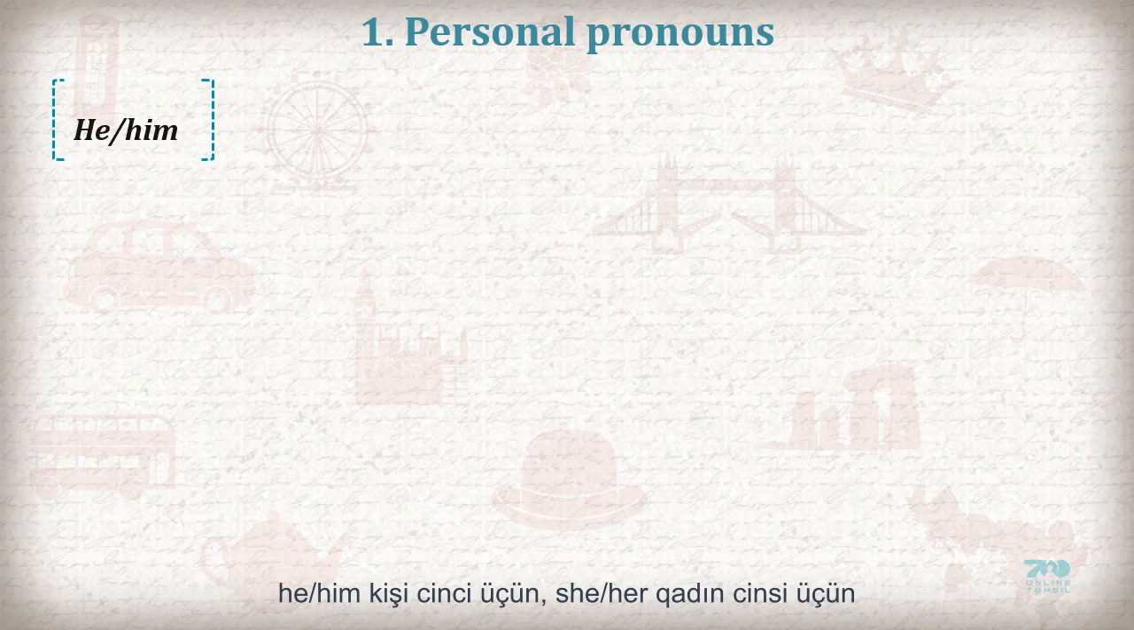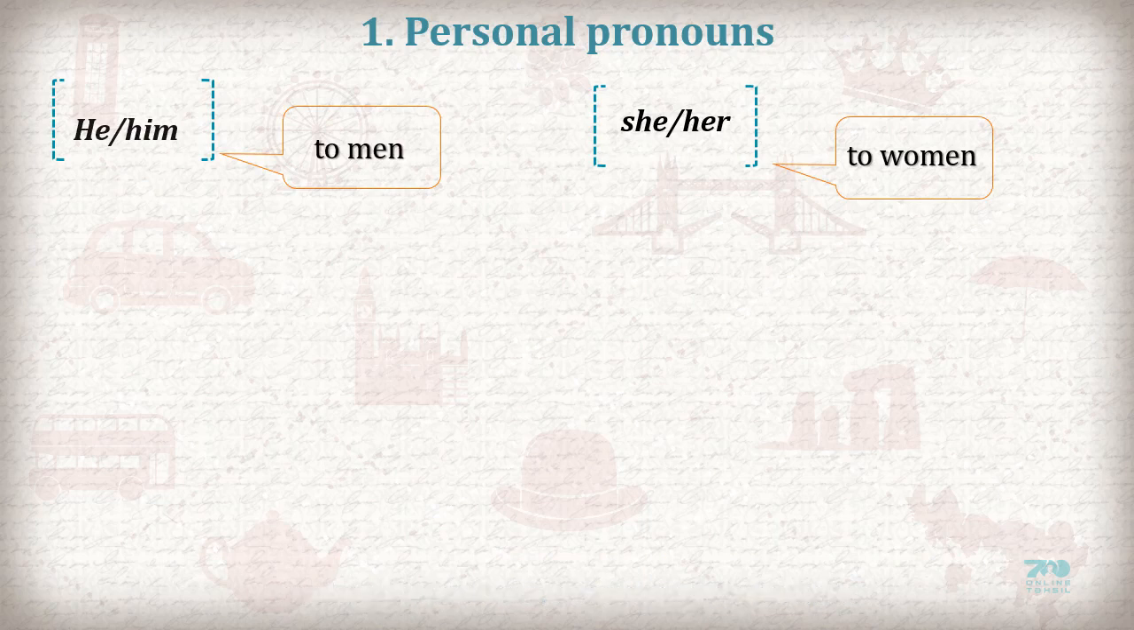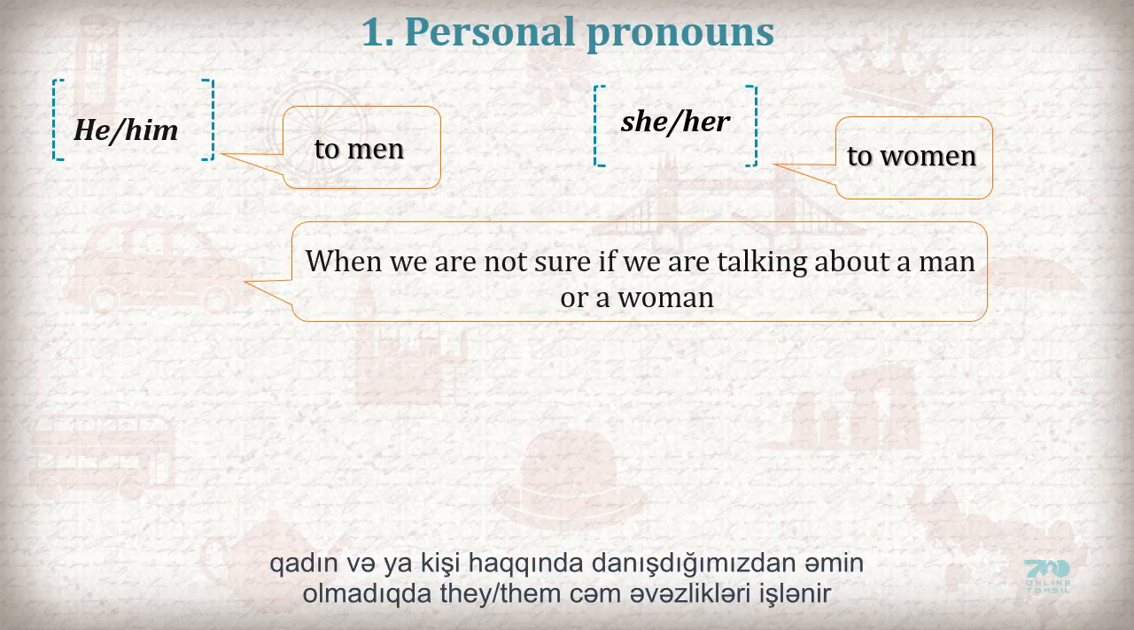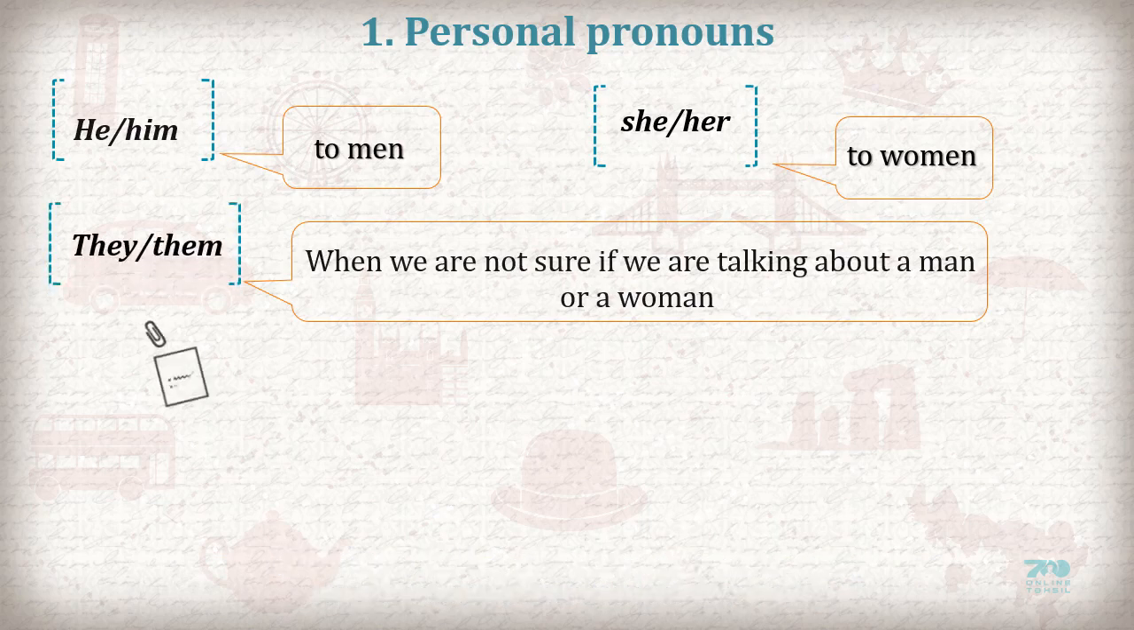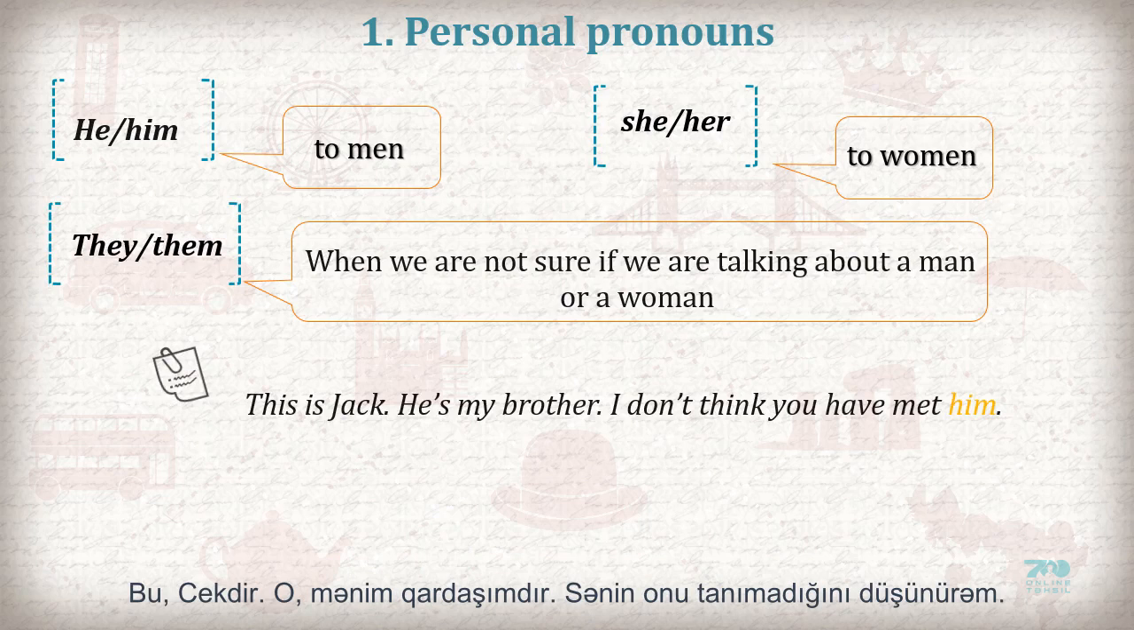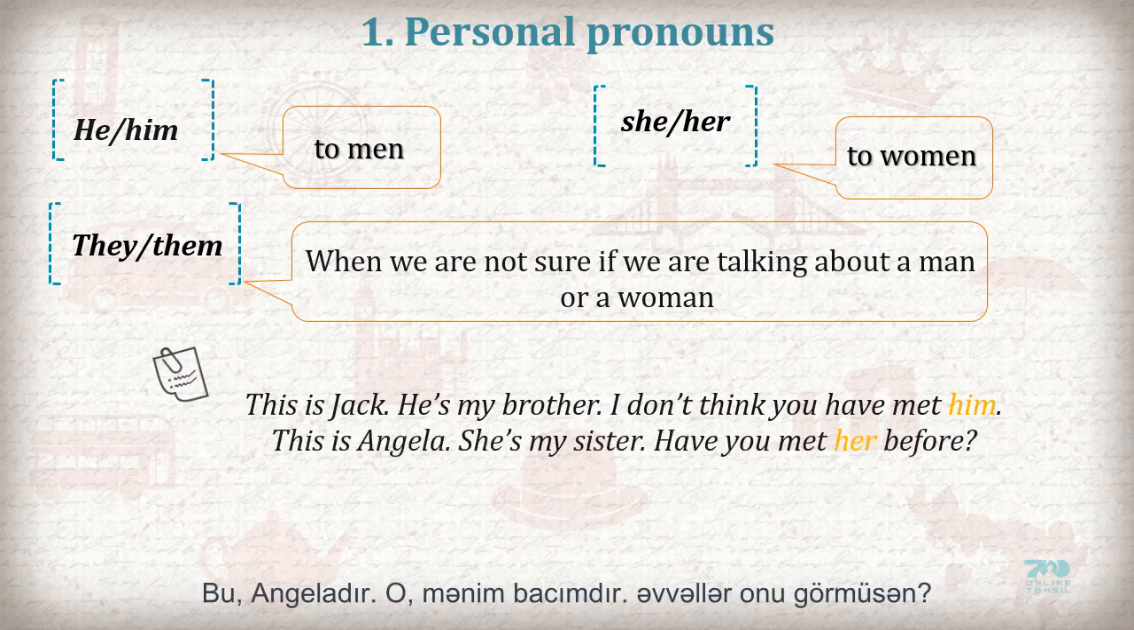We use he, him to refer to men, and she, her to refer to women. When we are not sure if we are talking about a man or a woman, we use they, them. This is Jack. He is my brother. I don't think you have met him. This is Angela. She is my sister. Have you ever met her before?